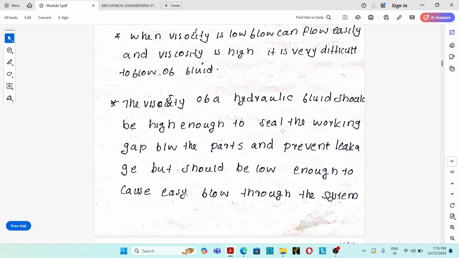See once more, the definition of viscosity of a hydraulic oil is resistance to flow of fluids. First point. And hydraulic fluid should have an optimum viscosity. If the viscosity is low, the hydraulic oil will flow easily through the different components of the hydraulic system. If the viscosity is high, it is very difficult for hydraulic fluids to flow. The viscosity should be high enough to seal the working gap between the parts and prevent leakage, but low enough to cause easy flow through the system. So these points should be right for the viscosity property.